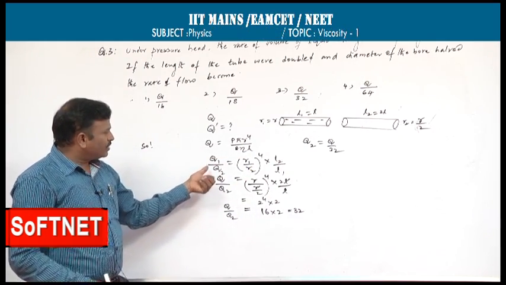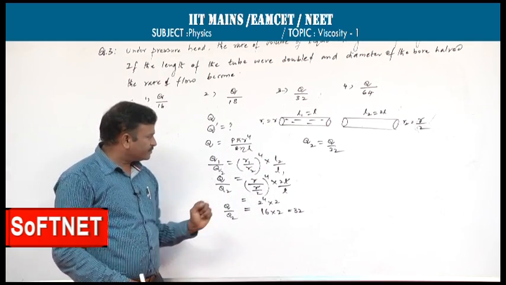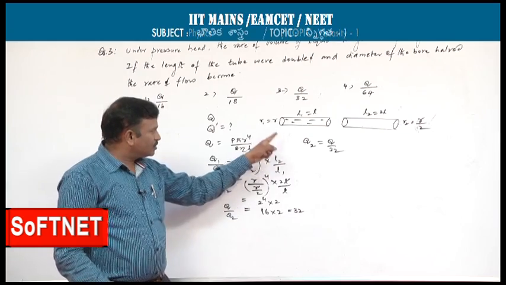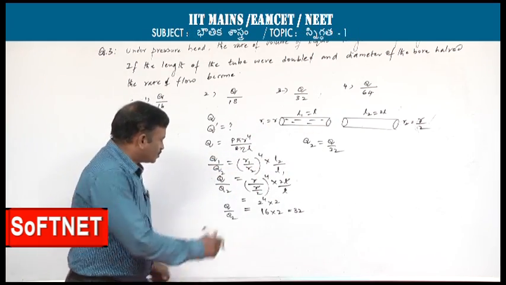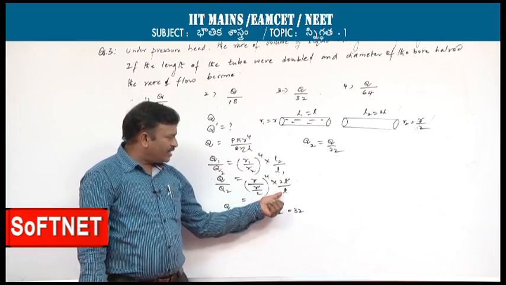Q1 by Q2 is equal to R1 by R2 whole to the power of 4, into L2 by L1. Here R1 is R, R2 is R by 2. L2 is 2L, L1 is L.